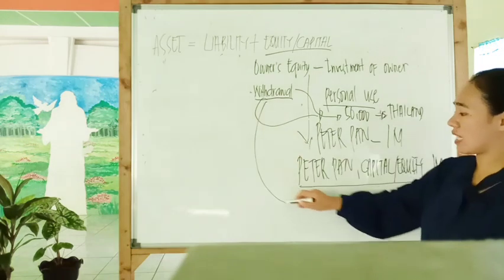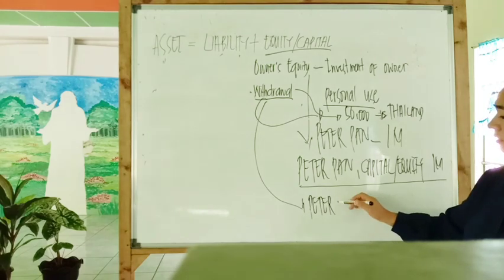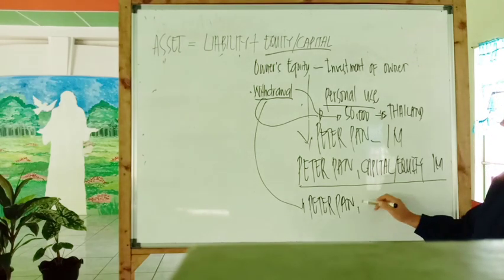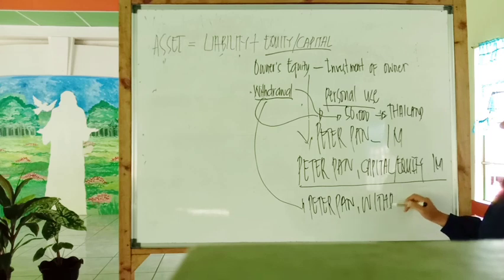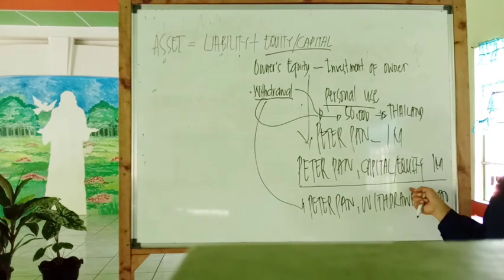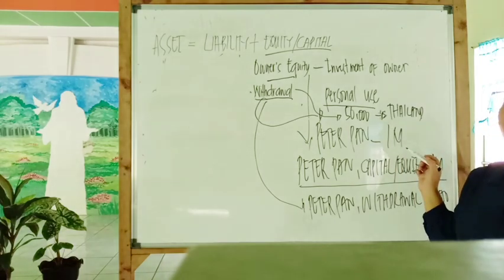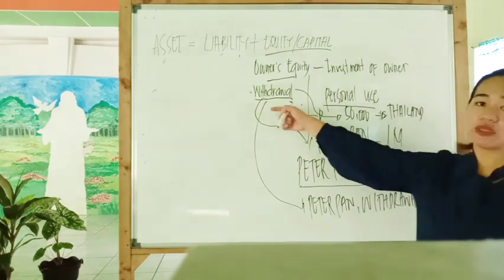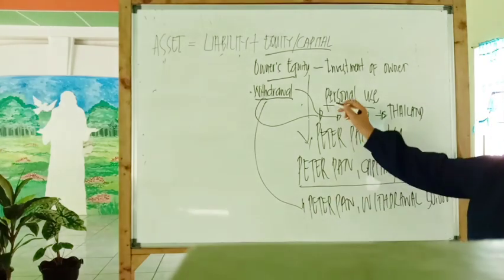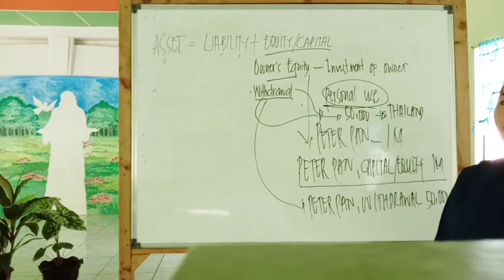Ang gagawin mo naman dyan, Peter Pan, withdrawal, 50,000. Ayan, so, Peter Pan capital, owner's equity, and then Peter Pan withdrawal, example ng withdrawal. So, basta, pag ginamit ng owner for personal use, that is considered as withdrawal.